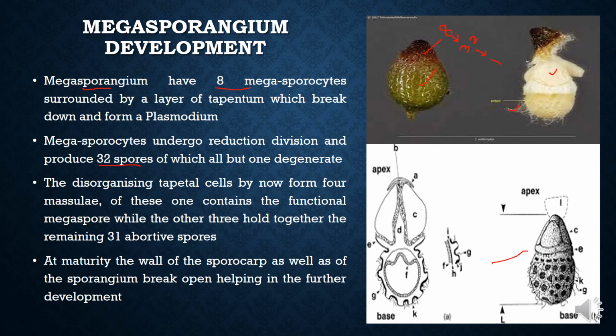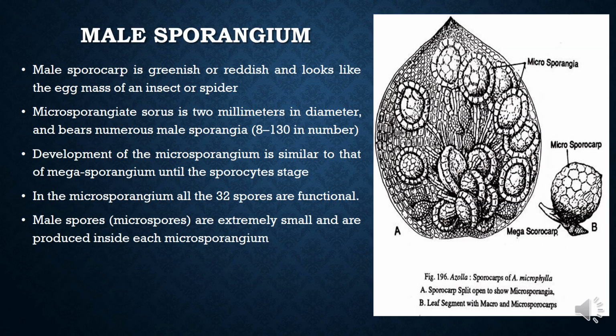And in this diagram we see that this region dehisces to expose the megaspore. Here we see that there is already a bit of dehiscence, that is the D region. Through this dehiscence, the megaspore is exposed. This is the transverse section of the male sporocarp. Here A is the male sporocarp, and inside it there are many sporangia.